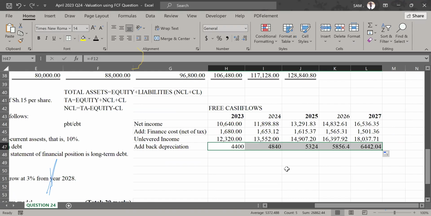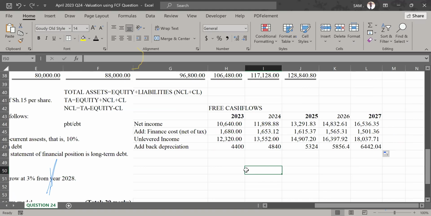Mwalimu, while at it there, please allow me to ask. Now they have given us depreciation and amortization. So in an instance where they have just given amortization alone, how do I deal with it? You will still add it back if it is exclusive.